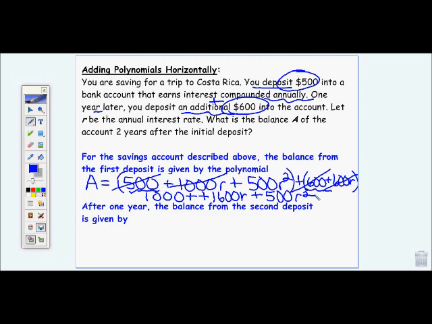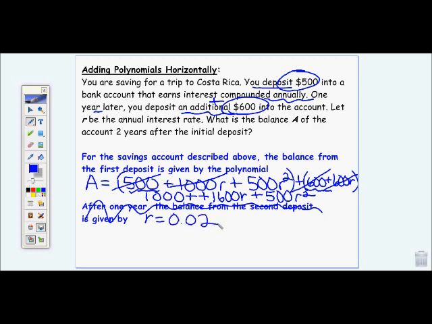Let's see. We have, after 1 year, the balance from the second deposit is given by... this is slightly different than what you have in your book. So I don't want you to get confused if you're following along with the example in the book. So we want to know what's going to happen if the rate is 0.02.